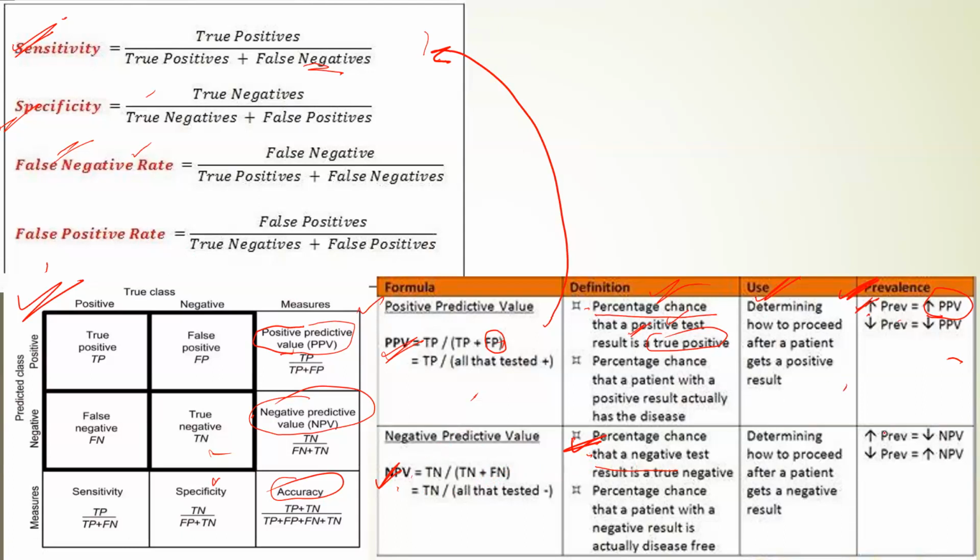Okay, and the important thing they ask about negative predictive value is again the relationship to prevalence. Remember, a low negative predictive value is associated with high prevalence. So in other words, remember always high prevalence of a disease is associated with a high positive predictive value and a low negative predictive value.